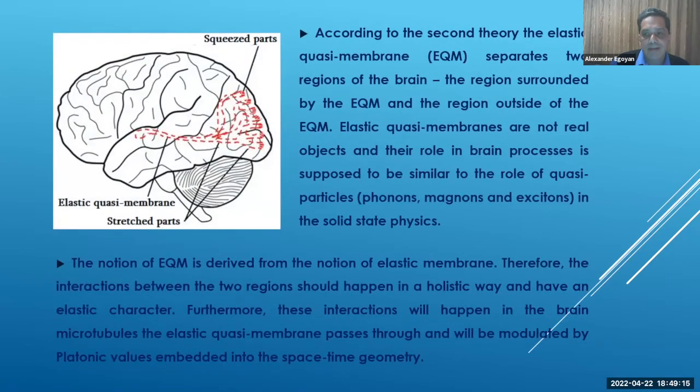According to the second theory, the elastic quasi-membrane separates two regions of the brain. The region surrounded by the elastic quasi-membrane.